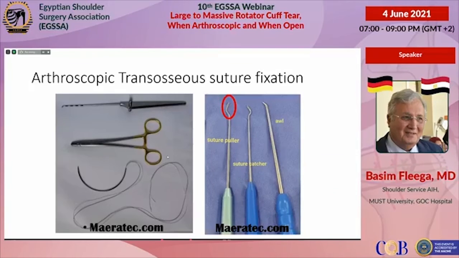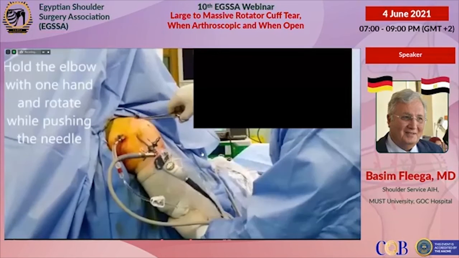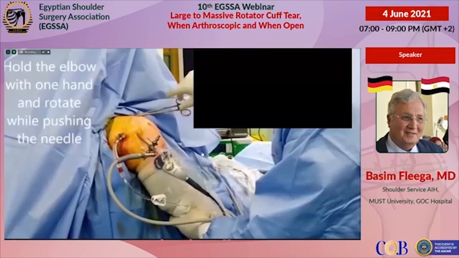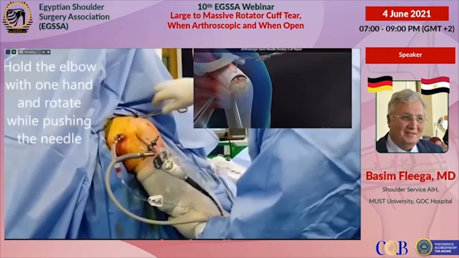These are the instruments which I use. I use for the suture placement the giant needle, and for the pulling of suture through soft tissue, this chopped needle suture puller. Here we see how we use this needle to pass the suture through the tendon.